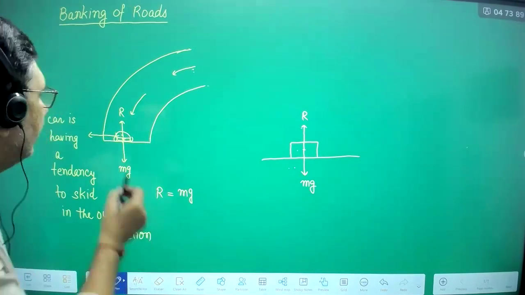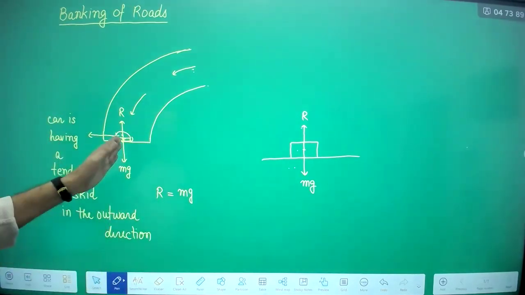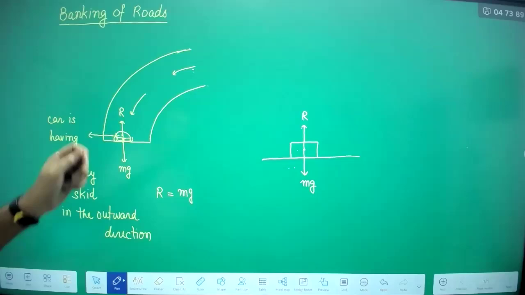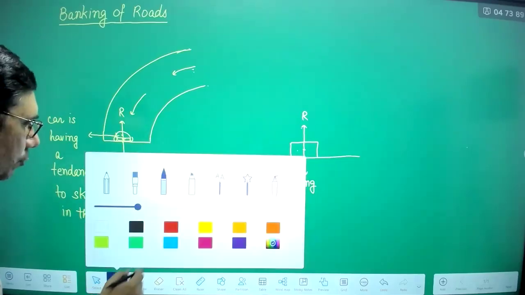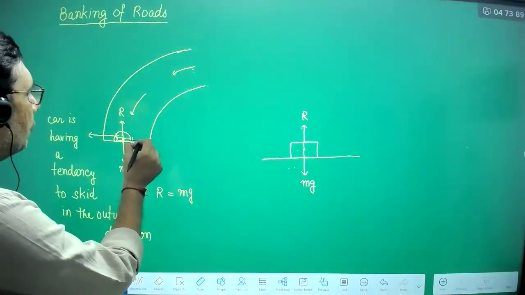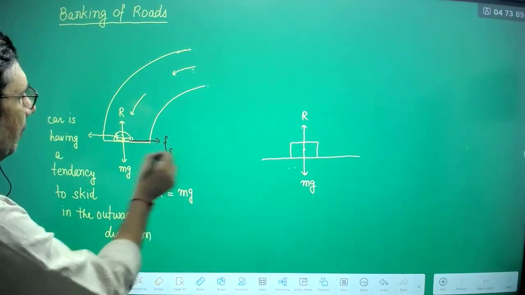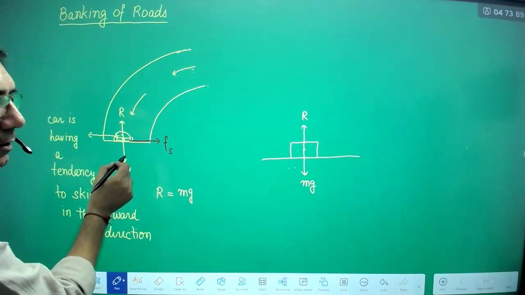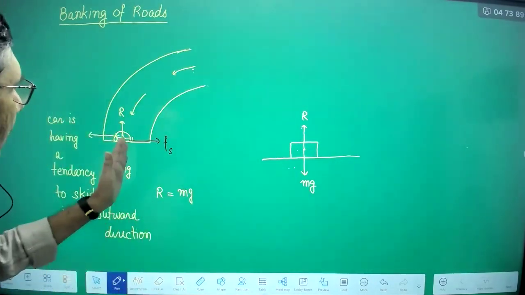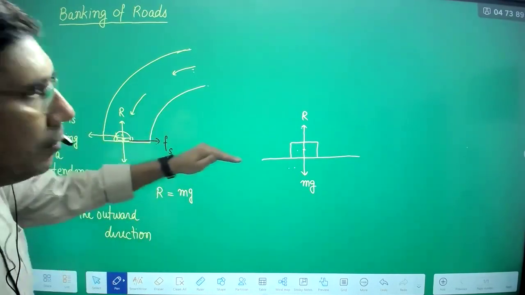But in the normal season, it is not skidding, it is not moving in this direction. It is having a tendency to move in this direction, but still it is not moving. So who is going to stop it here? That is actually the static friction force. So static friction force is acting in this direction between the tires and the earth. Between tire and earth, they are in contact with each other, so there will be a static friction force that is going to act in the inward direction.